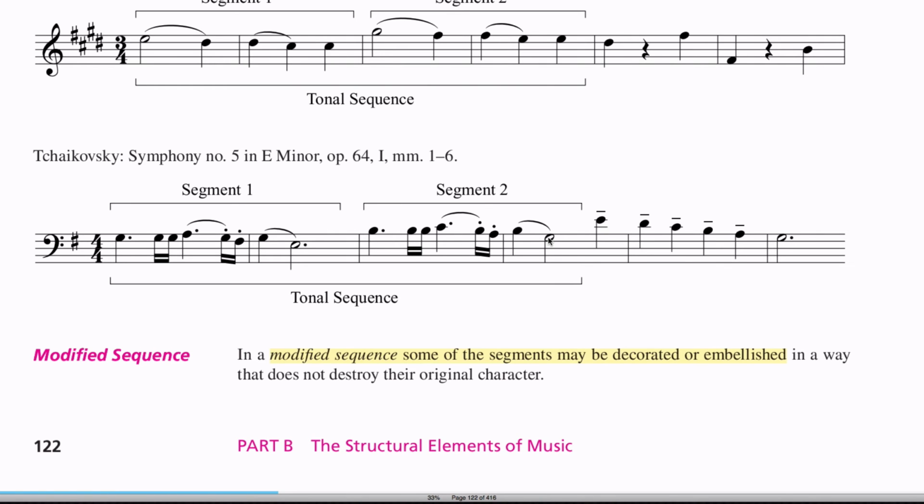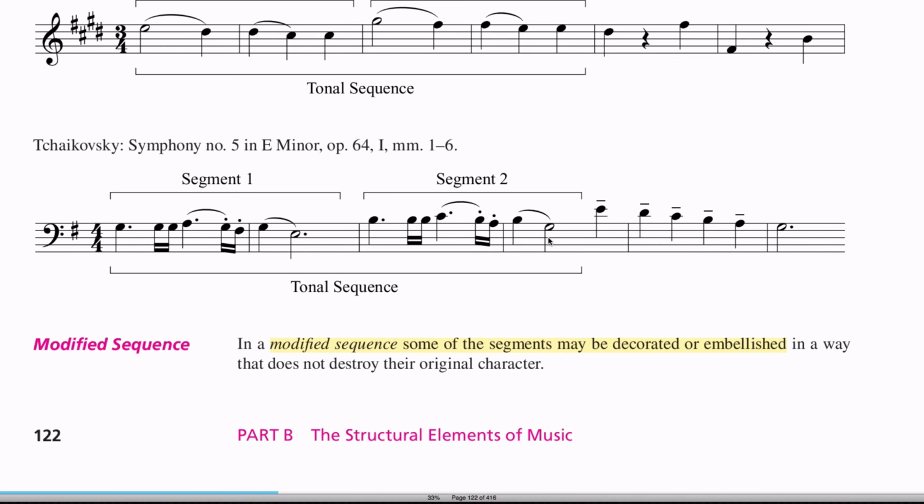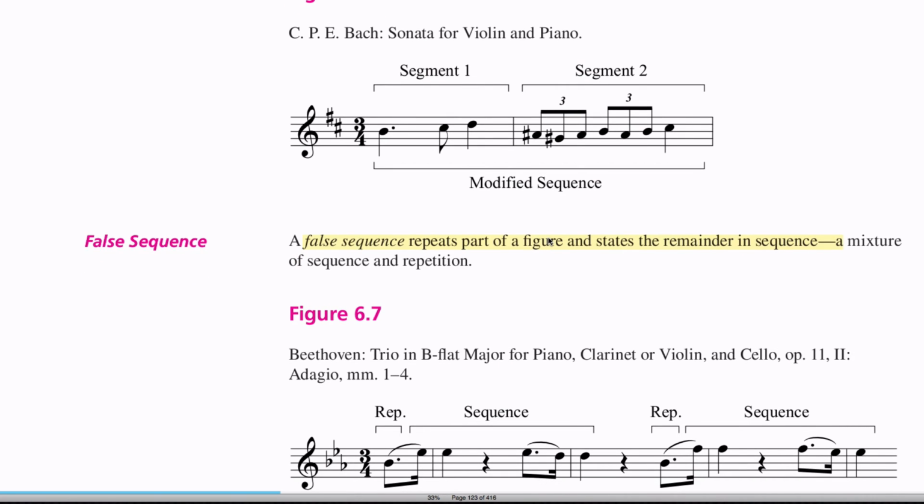What's a modified sequence? Well, books vary on how they talk about this. But ultimately, something's different about the sequence, and you can still tell that it's supposed to be a sequence. Ben Ward talks about this so far as melodic embellishment. So here we have B, C sharp to D.